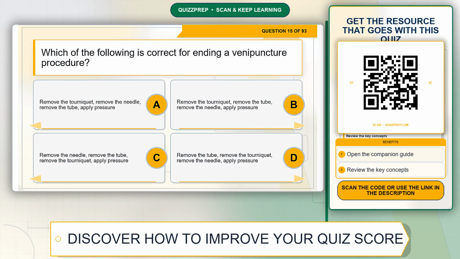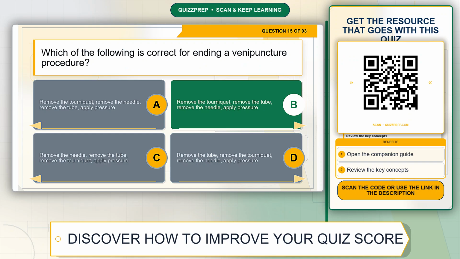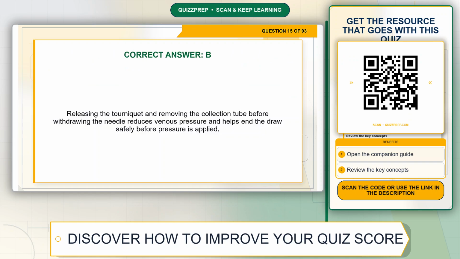Question 15. Which of the following is correct for ending a venipuncture procedure? Option A, remove the tourniquet, remove the needle, remove the tube, apply pressure. Option B, remove the tourniquet, remove the tube, remove the needle, apply pressure. Option C, remove the needle, remove the tube, remove the tourniquet, apply pressure. Option D, remove the tube, remove the tourniquet, remove the needle, apply pressure. The correct answer is option B, remove the tourniquet, remove the tube, remove the needle, apply pressure. Explanation. Releasing the tourniquet and removing the collection tube before withdrawing the needle reduces venous pressure and helps end the draw safely before pressure is applied.